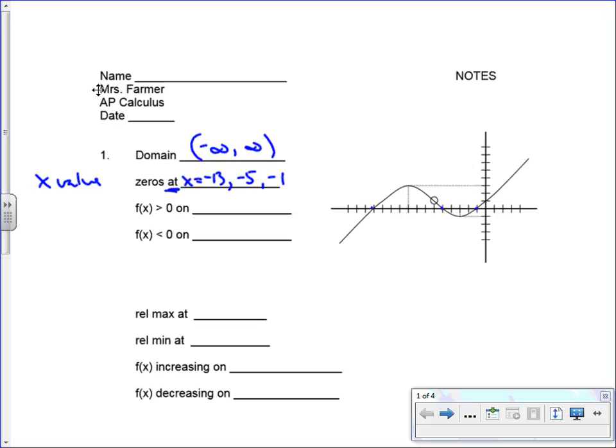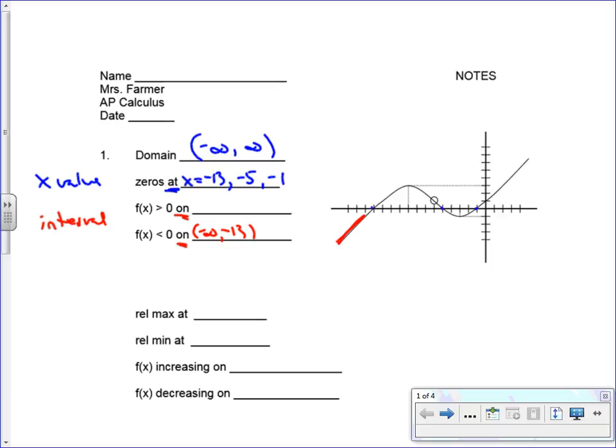The next question says, the function is positive on, when I say on, I'm looking for an interval. Again, x values, okay? Where is the function positive, where is it negative? We did this in Algebra 2, freshman year, okay? So, I usually just run across the graph. I start at the beginning. This section of the graph is negative, so that goes from negative infinity until I get to that first zero, negative 13. Everyone doing this?